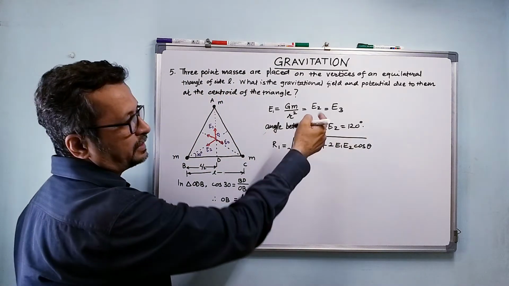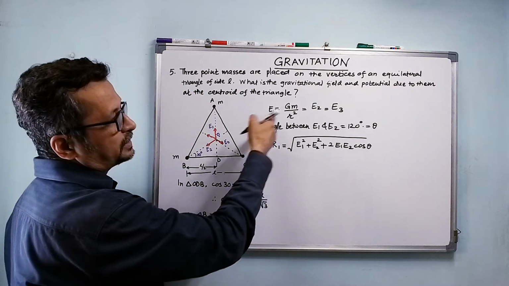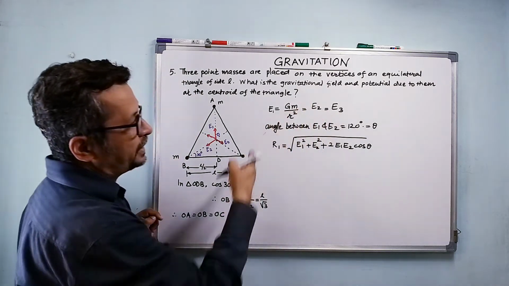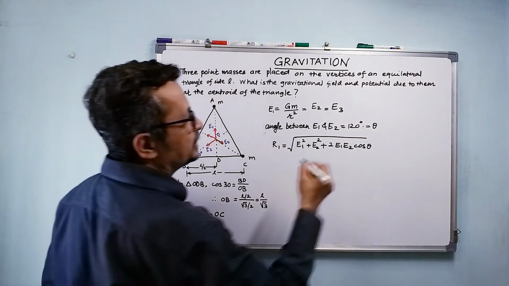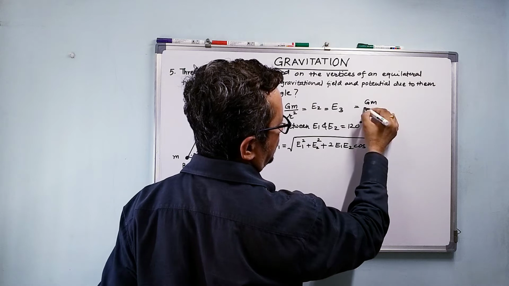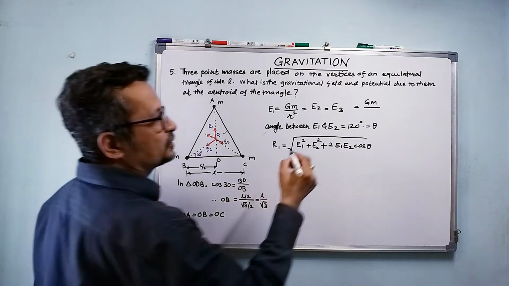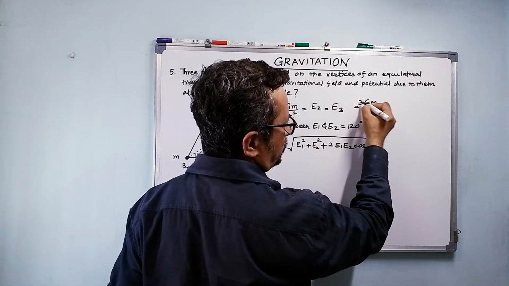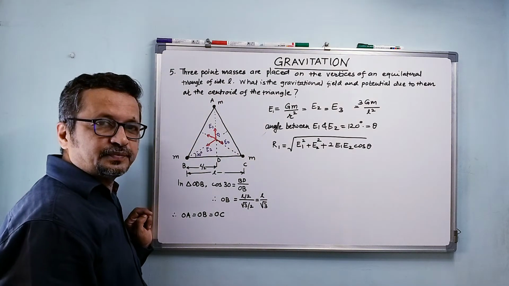Now the angle between E1 and E2 is 120 degrees, that is my theta. What is my E1 equal to E2 equal to E3? It is Gm upon R square, and what is my R? L upon root 3. So this is going to be equal to Gm upon (L upon root 3) square. So that 3 will go on top, and I'll have this L square here, correct?